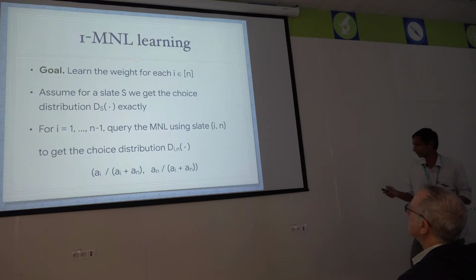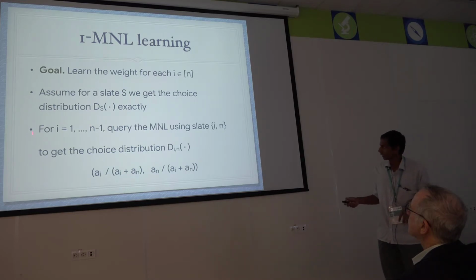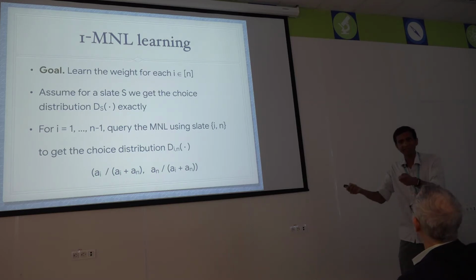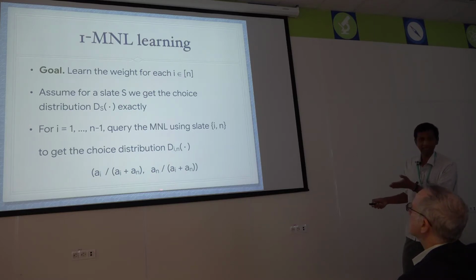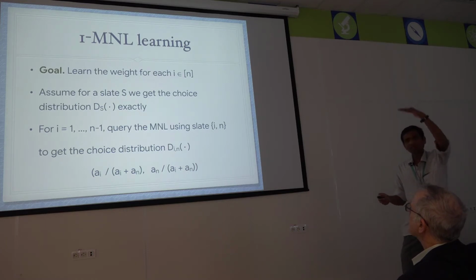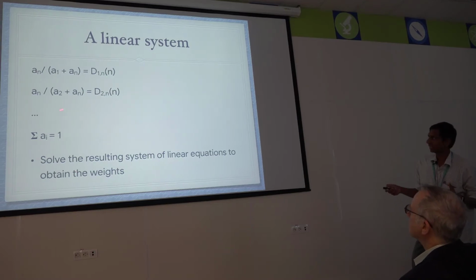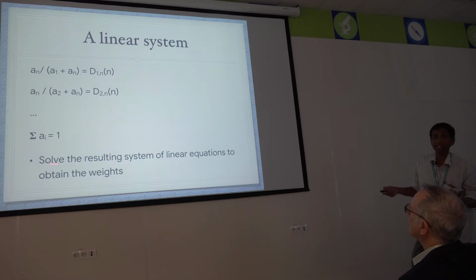This turns out to be an easy problem. What I do is take elements 1 through n minus 1, and query the MNL using the slate (i, n) for i in 1 through n minus 1. It will give me this distribution a_i divided by a_i plus a_n, and of course 1 minus that. I can do this for every element, and what do I get? I get a linear system. Since some of the a_i's can be assumed to be 1 because it's all normalized, I can solve this linear system and learn all the weights.